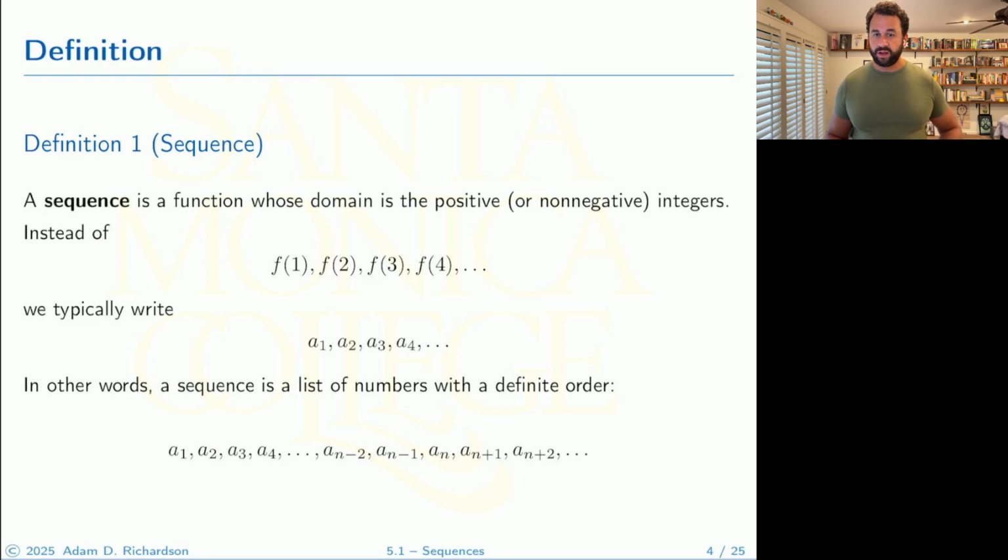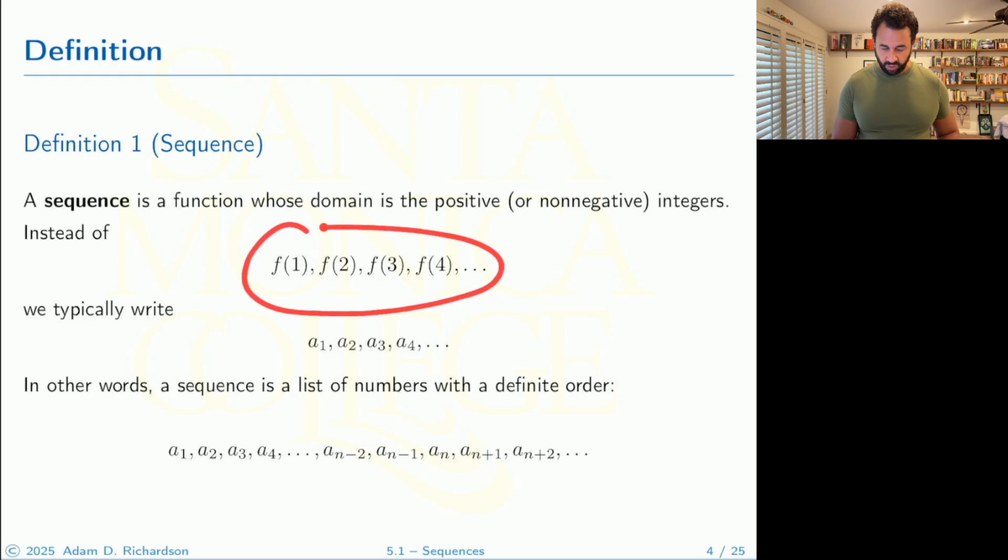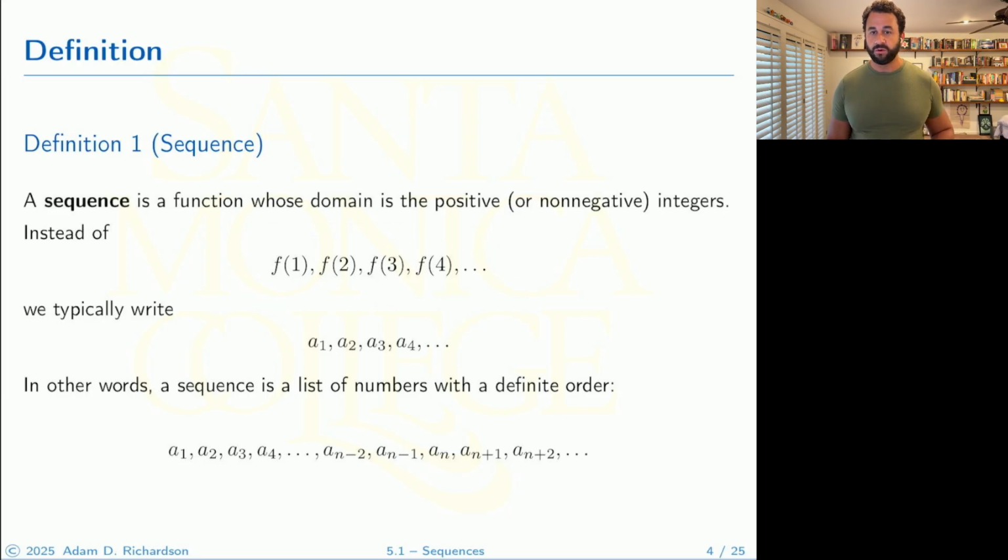A little bit of notation right off the bat. Instead of writing F1, F2, F3, F4, and so on, typically we write a sub 1, a sub 2, a sub 3, a sub 4, and so on. So you can basically treat these as the same thing. In other words, those a sub things you see, those are the outputs of the function. Those are the list of terms in the sequence itself.